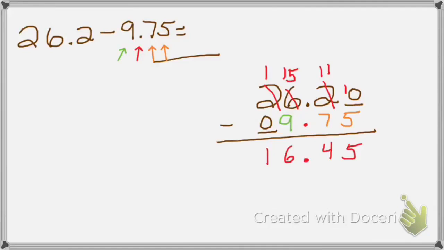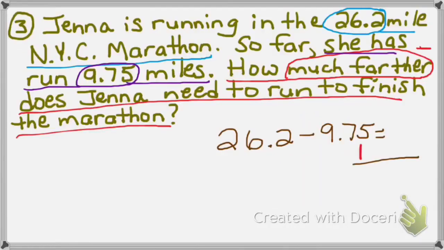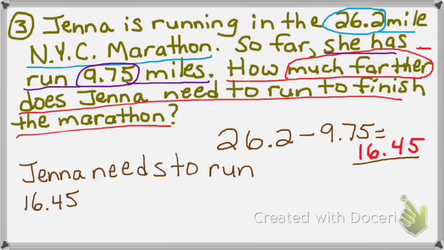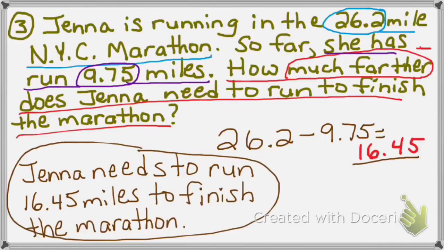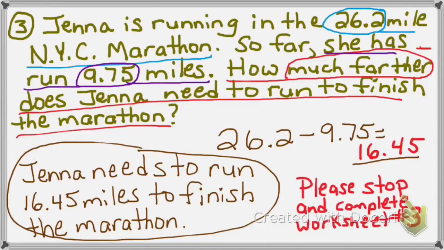I'll bring that back to my original problem. So we said the difference was 16 and 45 hundredths. Question said, how much farther does Jenna need to run to finish the marathon? So my answer, Jenna needs to run 16 and 45 hundredths. Go back to my problem, and I see that it is miles, my unit, miles to finish the marathon. And that is my final answer. Please stop and complete worksheet number 3 right now.